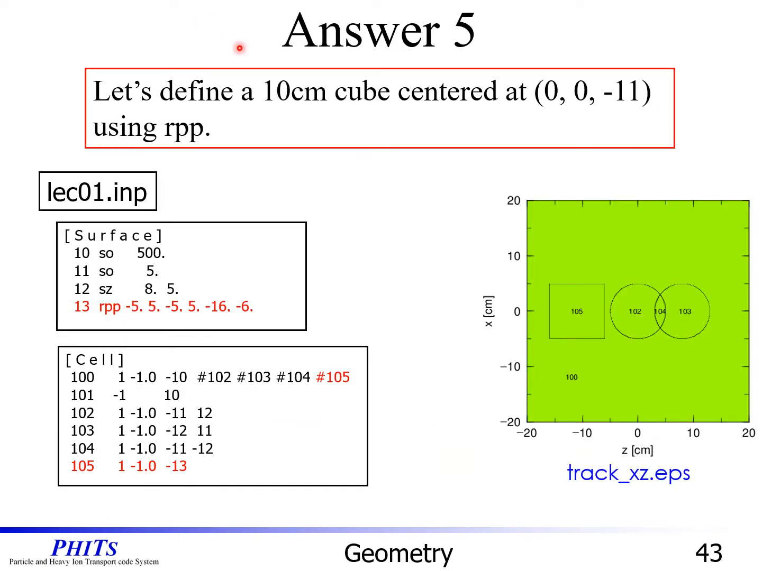Here is the answer. At first, RPP surface is defined in surface section. And then, cell 105 is defined as an inside of surface 13, and this cell is excluded from cell 100.